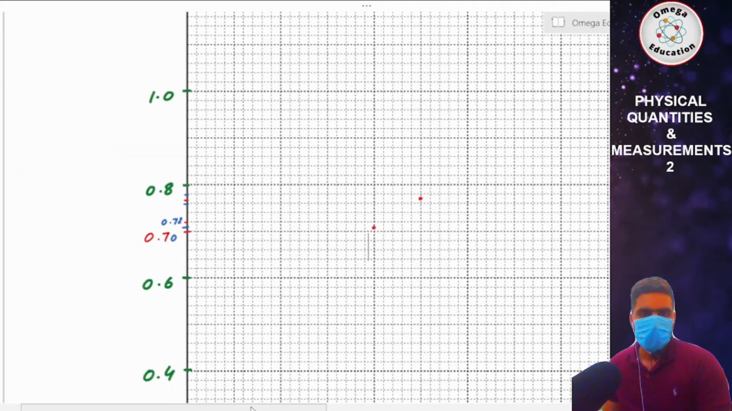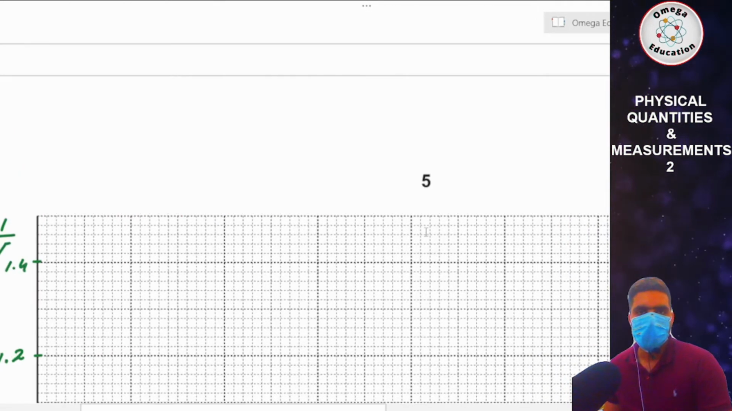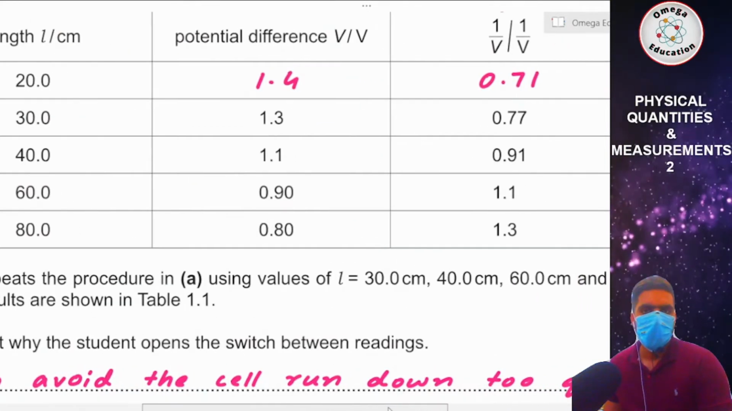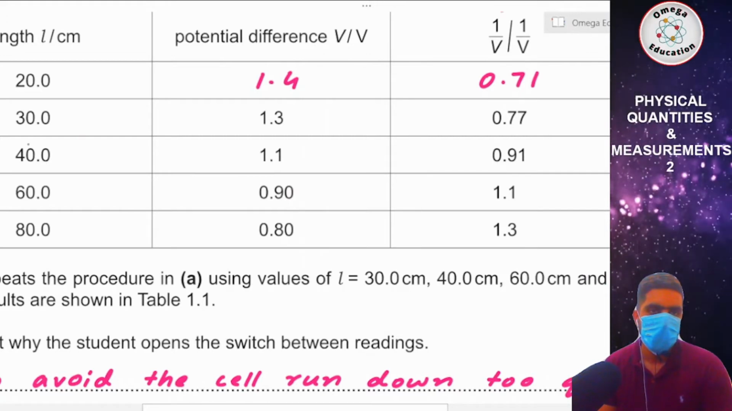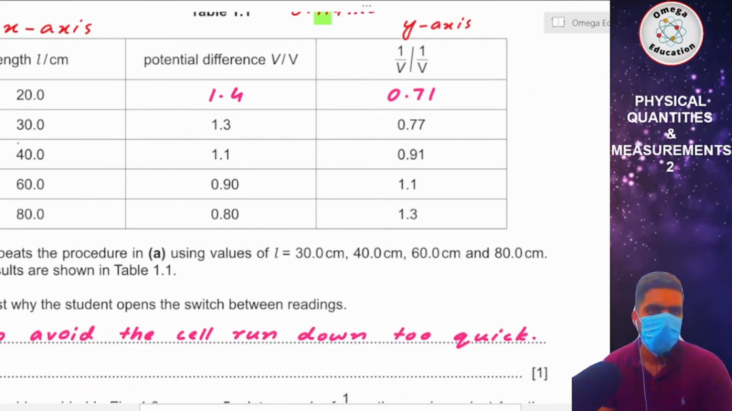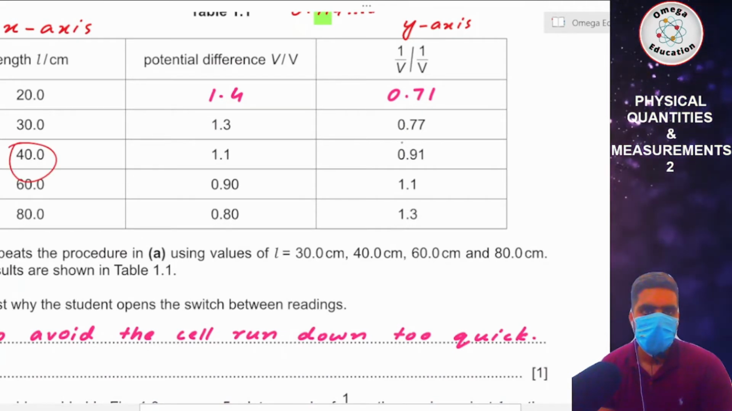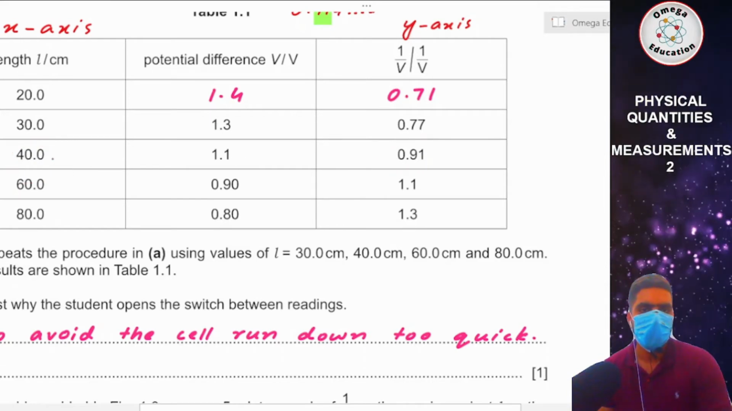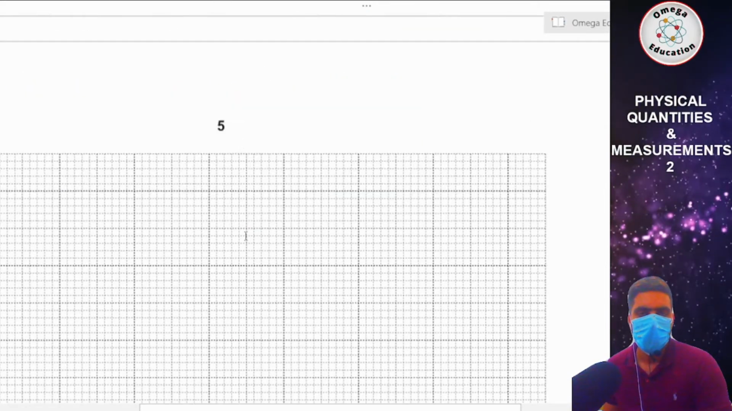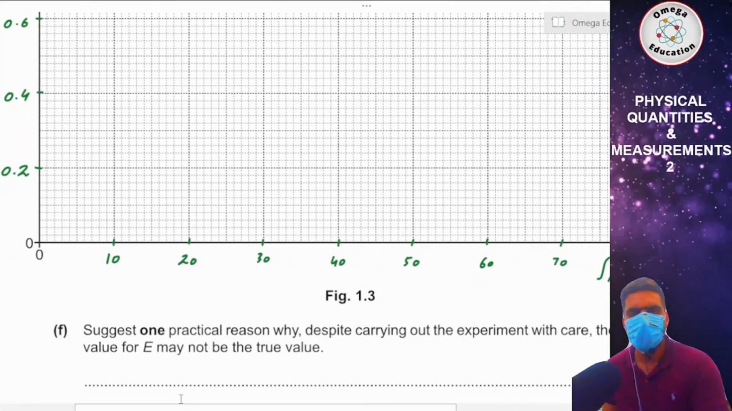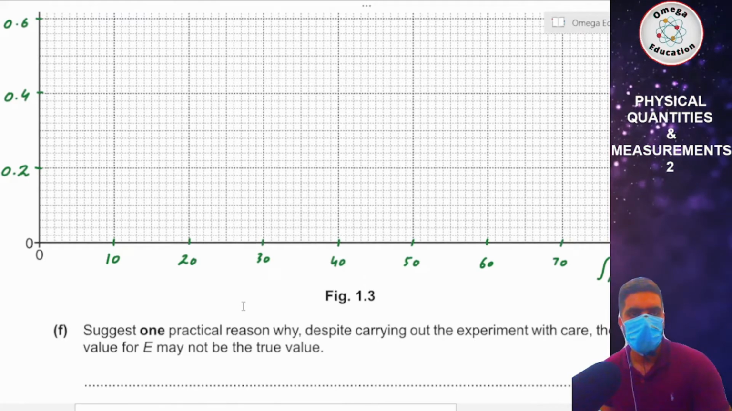So now we're done with the first 2 points. The next one is 40 from here and 0.91 from here. 40 against 0.91. So it is very easy to locate 40 from the x-axis, no problem from there.